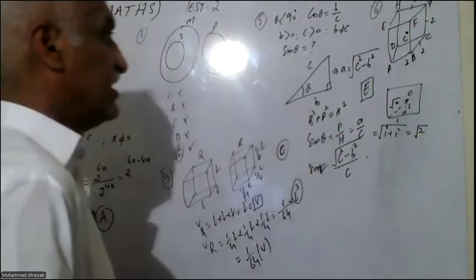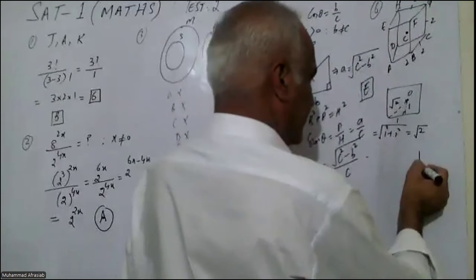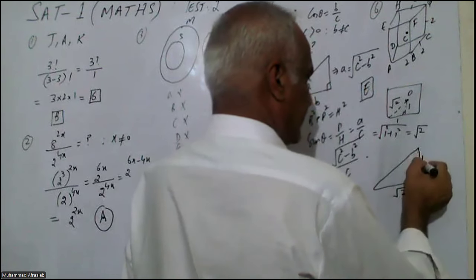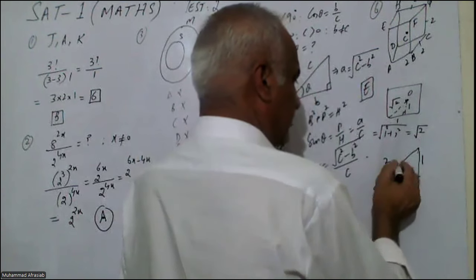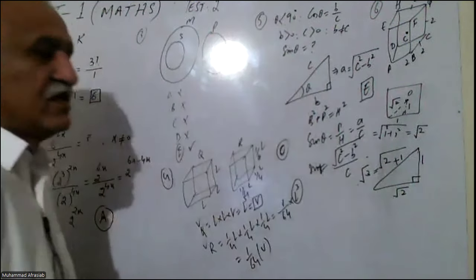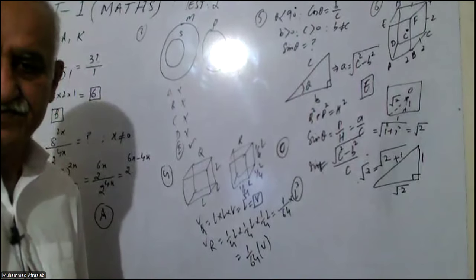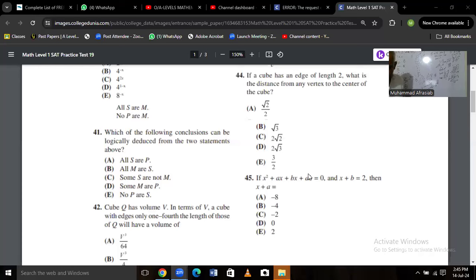So the final length from the center to any vertex of this cube should be like this: this is the length root 2, and this is the length 1. So if we use the Pythagoras theorem again, then root 2 square is 2, plus 1, and that is equal to root 3. So root 3 is the answer for the distance from the cube's center to any vertex. And that is the B choice.